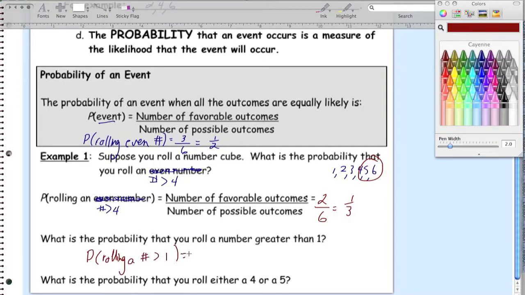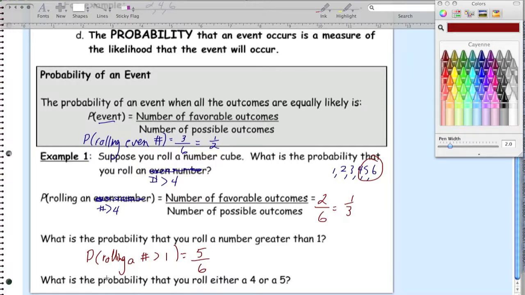And then we want to see how many favorable outcomes we have. We would have 2, 3, 4, 5, and 6 as favorable outcomes, which gives us 5 favorable outcomes out of 6 total possible outcomes.